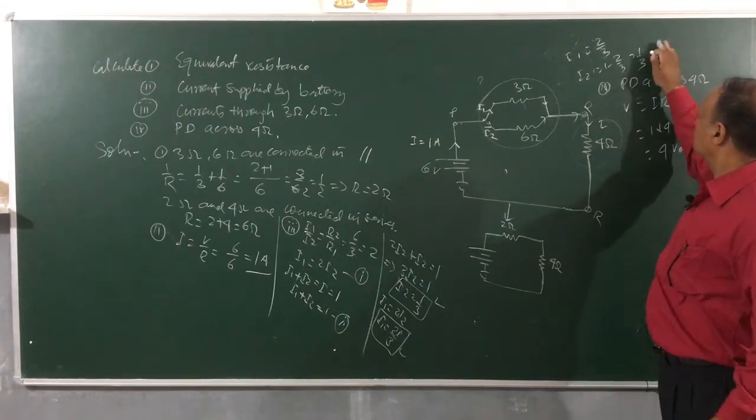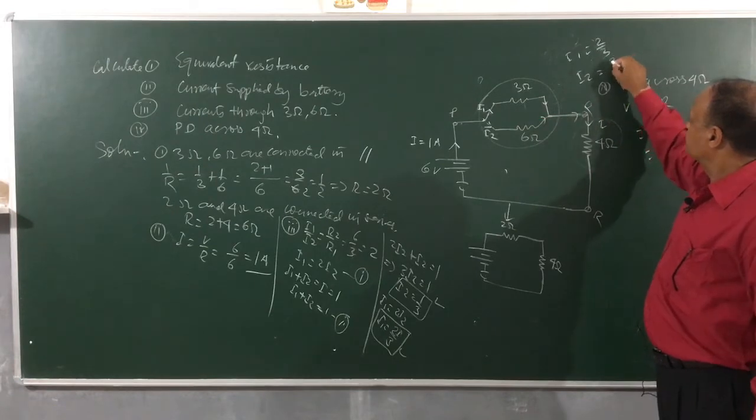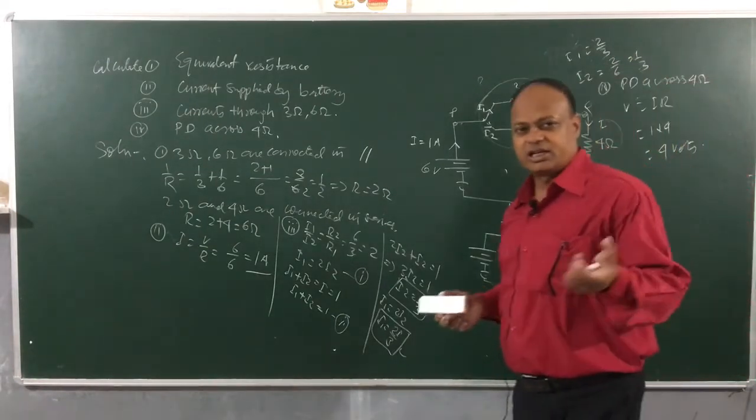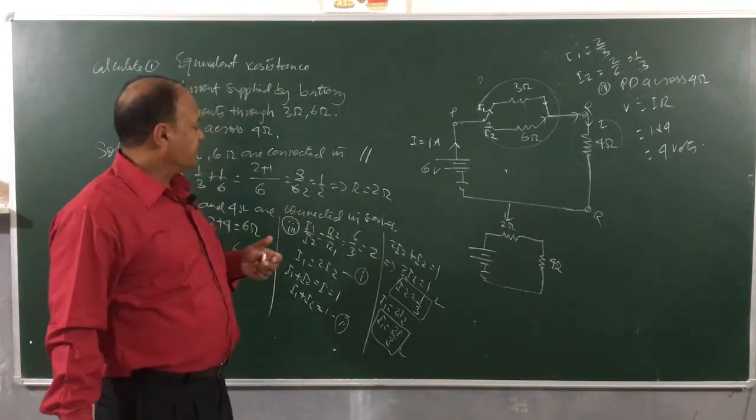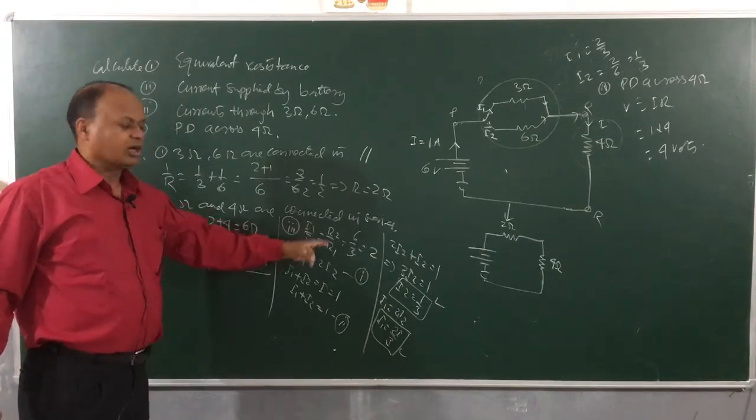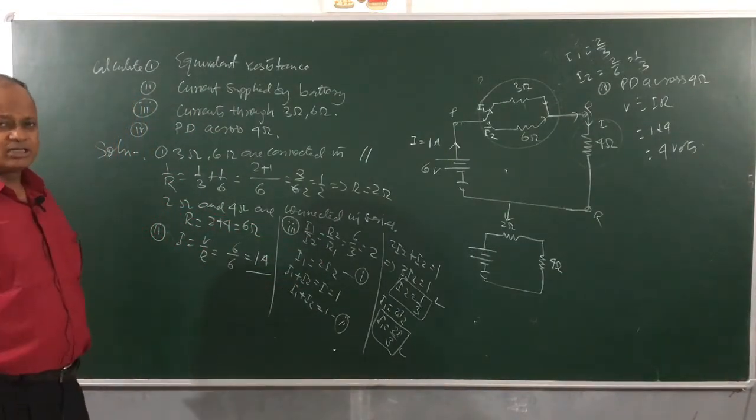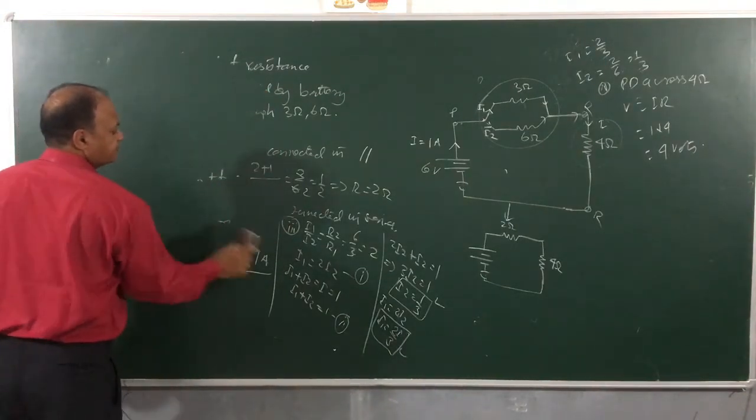I can do it like this also. I2 is equal to voltage by R, 2 by 6, 1 by 3. So there are so many ways in which you can calculate, but if there are two resistances, the best is to use I1 by I2 is equal to R2 by R1. Ultimately, when you are doing sums, you can decide how you have to approach.